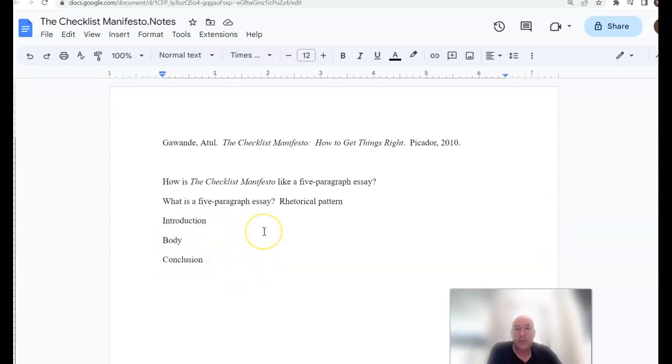Again, in an introduction, we usually have a hook of some kind, for interest, and in this case we had stories and a thesis, and then the thesis is the main point or argument of an essay. And so his main point is that the checklist is the solution to solving a lot of these problems with complexity.